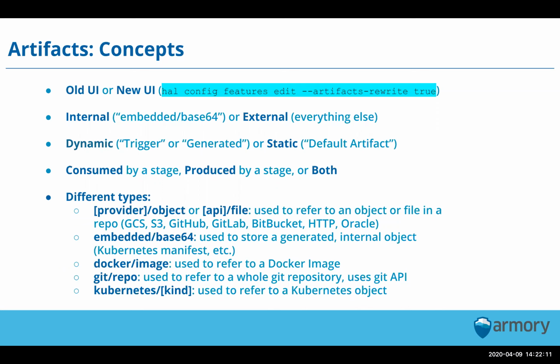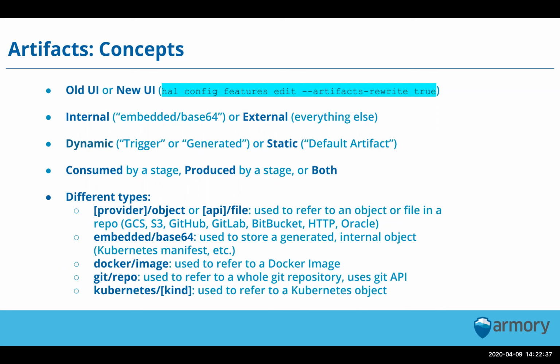When you're working with artifacts, they're generally either internal or external. Most artifacts are actually external. An external artifact is a reference to something that lives outside of Spinnaker. So this could be a Docker image, a Kubernetes object, a Git repository, a file in GitHub, an S3 or an HTTP artifact.